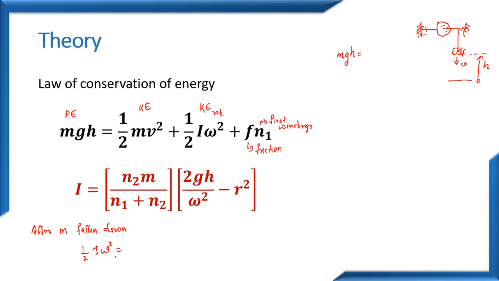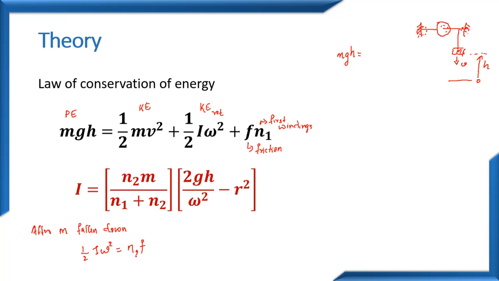And after some time, this flywheel comes to rest. That is, this energy is dissipated somehow. That's why it came to rest after some time. So we can see that this energy is actually dissipated due to friction. And we again know that frictional force increases with the number of windings.